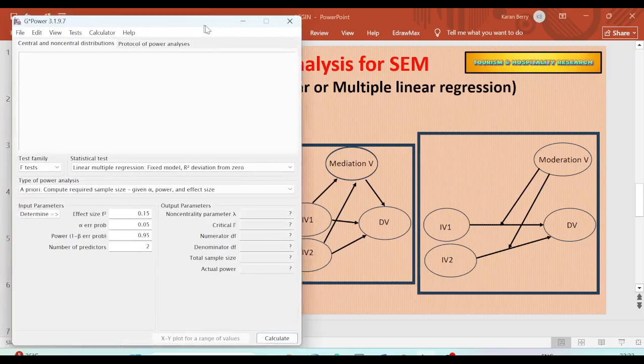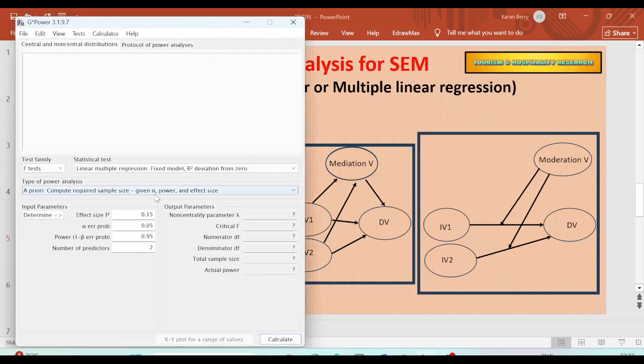and then you check the type of power analysis, a priori, which is done to compute the required sample size given the alpha, power and effect size. Now, what is effect size? How much effect size should we keep? So you see here, a small effect size is 0.02, a medium is 0.15, large is 0.35.